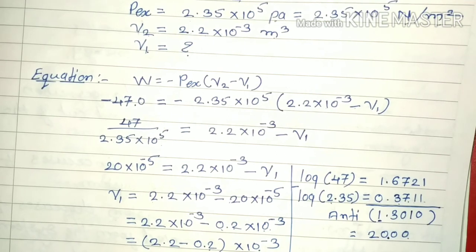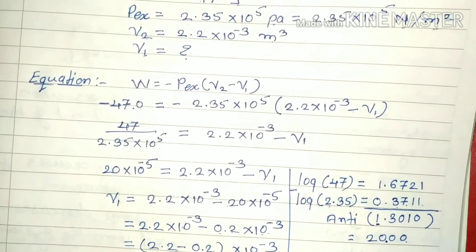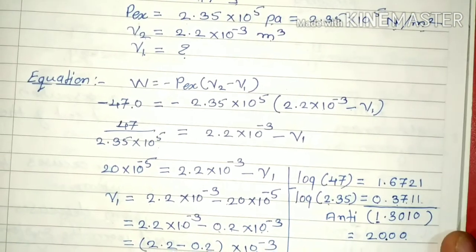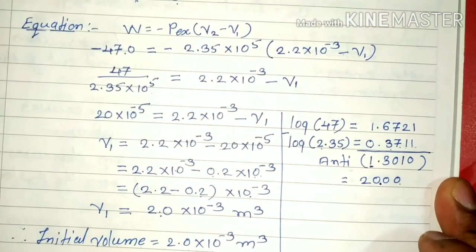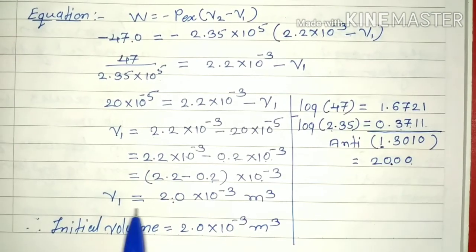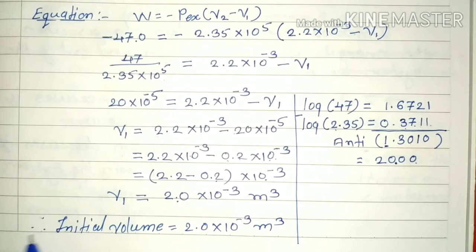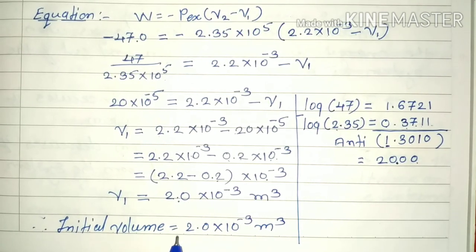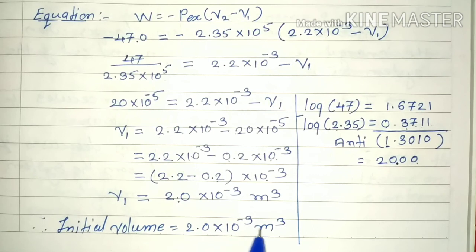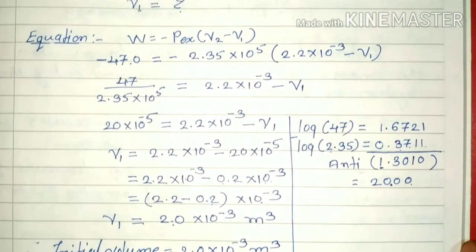So this is our final answer: V1 is equal to 2.0 into 10 raised to minus 3 meter cube. So the initial volume is 2.0 into 10 raised to minus 3 meter cube. So in this way you have to solve the example.